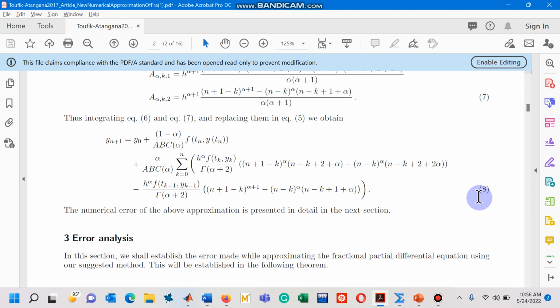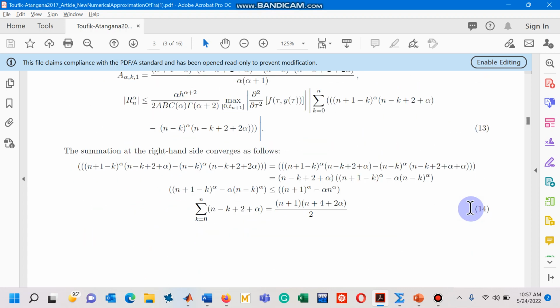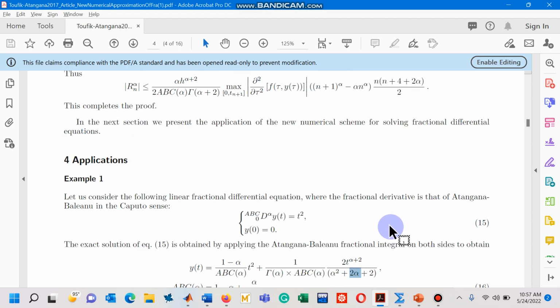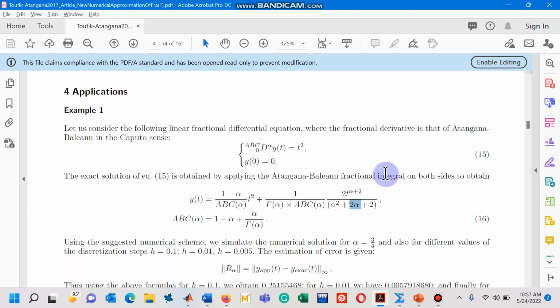The scheme is shown by equation number 8. I have chosen here example 1 for the simulation. So this is example 1, a linear fractional order differential equation along with this initial condition, as you can see in equation number 15. Exact solution of this differential equation is shown by equation number 16, where the term 2 alpha is a small typo here.